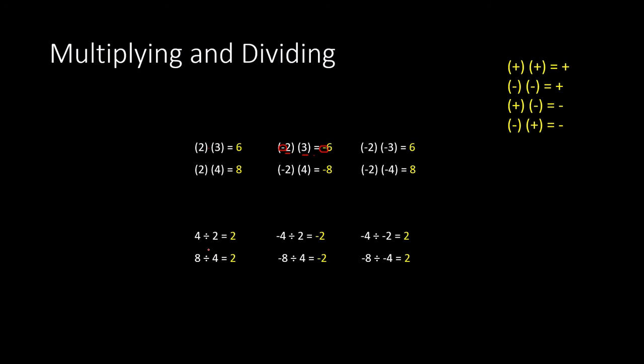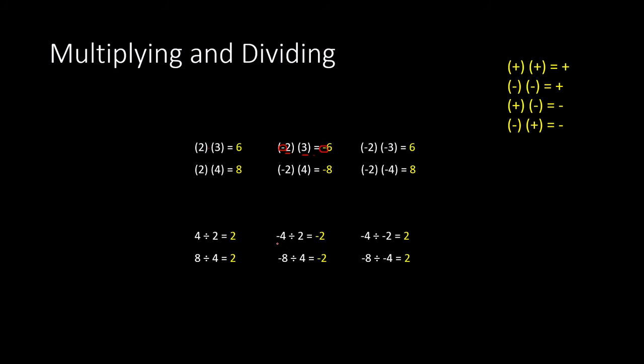Let us warm up right here with some regular divisions with no symbols. Right here I have that 4 divided by 2 is equal to 2. They're both positive, so it really doesn't matter. Look, the result is going to be positive. Next, I have 8 divided by 4 is equal to 2. Next, I have minus 4 divided by 2 is equal to minus 2. And let us see why.